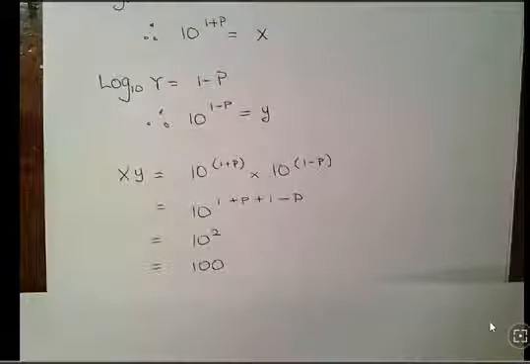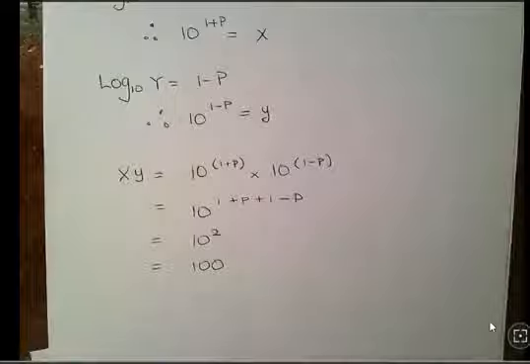x times y is equal to 10 to the power of 1 plus p times 10 to the power of 1 minus p. Essentially, what we do in this situation is we just add the powers, 1 plus p and 1 minus p, and the plus p and the minus p cancel out, so we just have 1 plus 1, which is 2, and so 10 to the power 2 is equal to 100. Okay, so that's grand. So that's the first question.